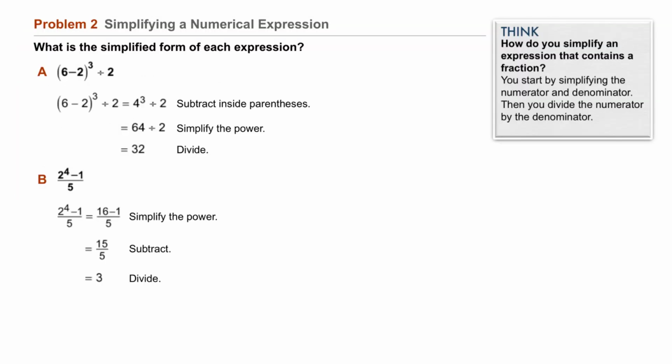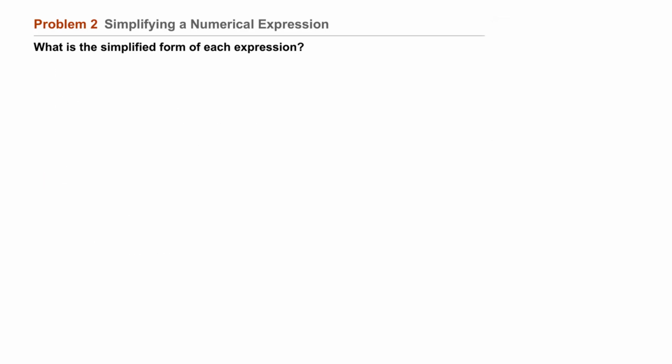Problem 2, simplifying a numerical expression. What is the simplified form of each expression? Part A, the difference of 6 and 2, so 6 minus 2 in parentheses, cubed, divided by 2. So we have three operations and grouping symbols. We have subtraction, we have an exponent or a power, and we also have division. So first we'll subtract inside the parentheses, or perform the work inside of grouping symbols. 6 minus 2 is 4, and so we rewrite the expression now as 4 cubed divided by 2.